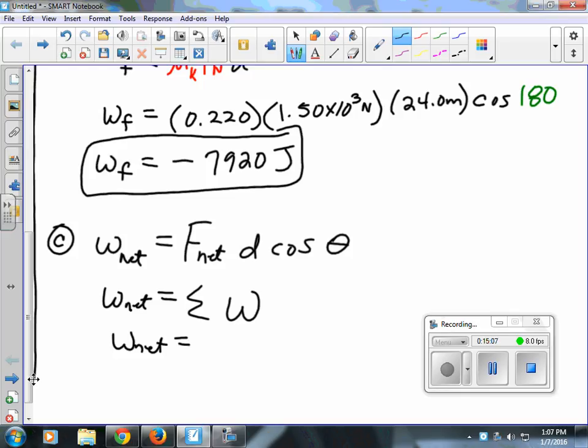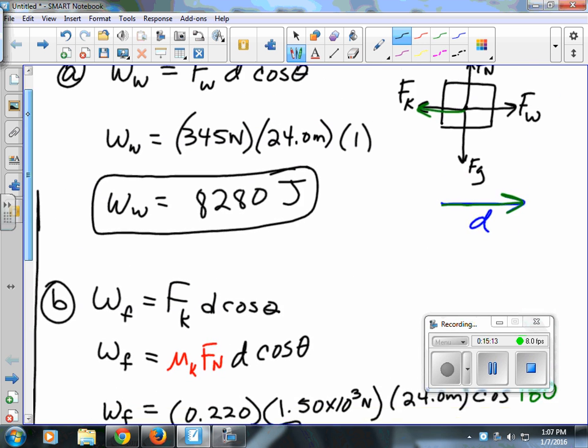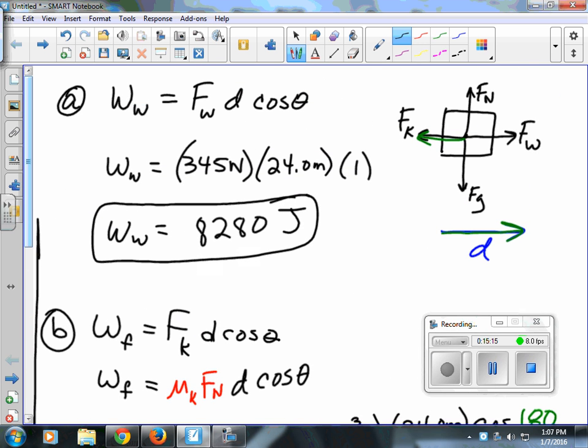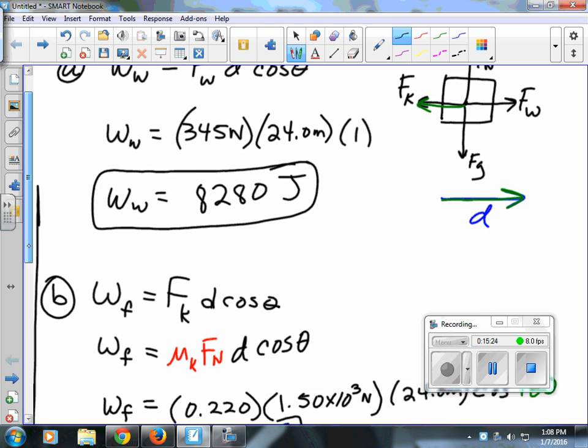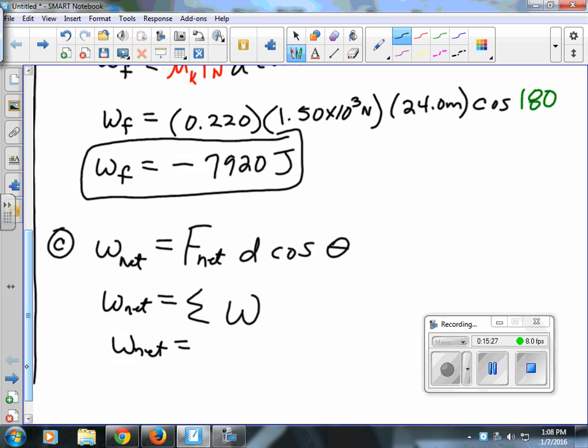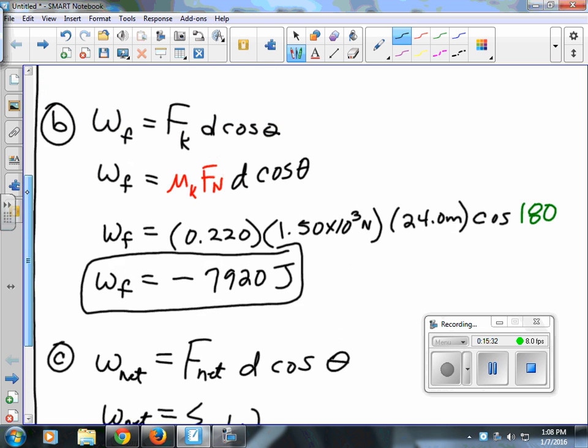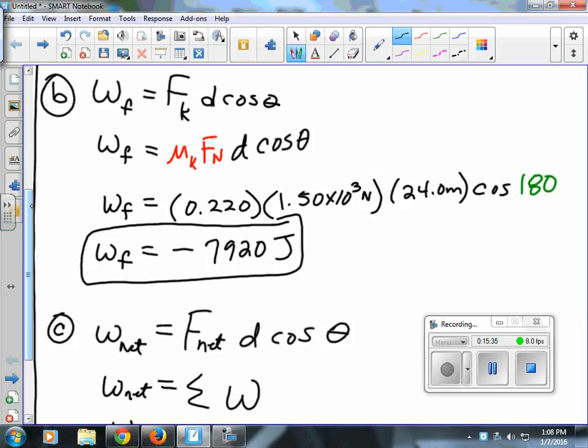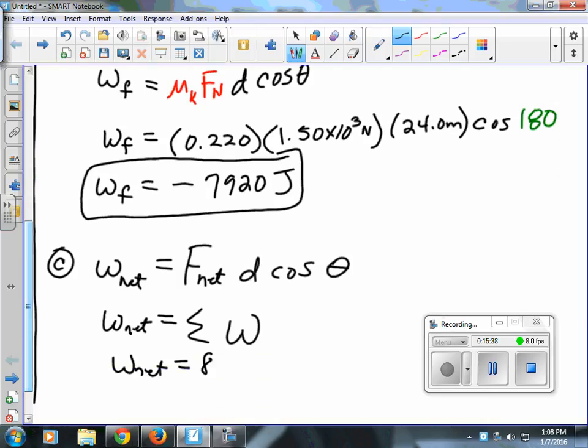Okay, so what all work are we dealing with here? All of it, because the normal force of gravity cancels, so we're just dealing with the worker and the friction. So it's just the difference between A and B. 360 joules. Okay, so we got the work done by the worker was what? 8280 minus 7,920. And why is it minus, Nick? Because that's a negative. Yeah, it's negative work, right?